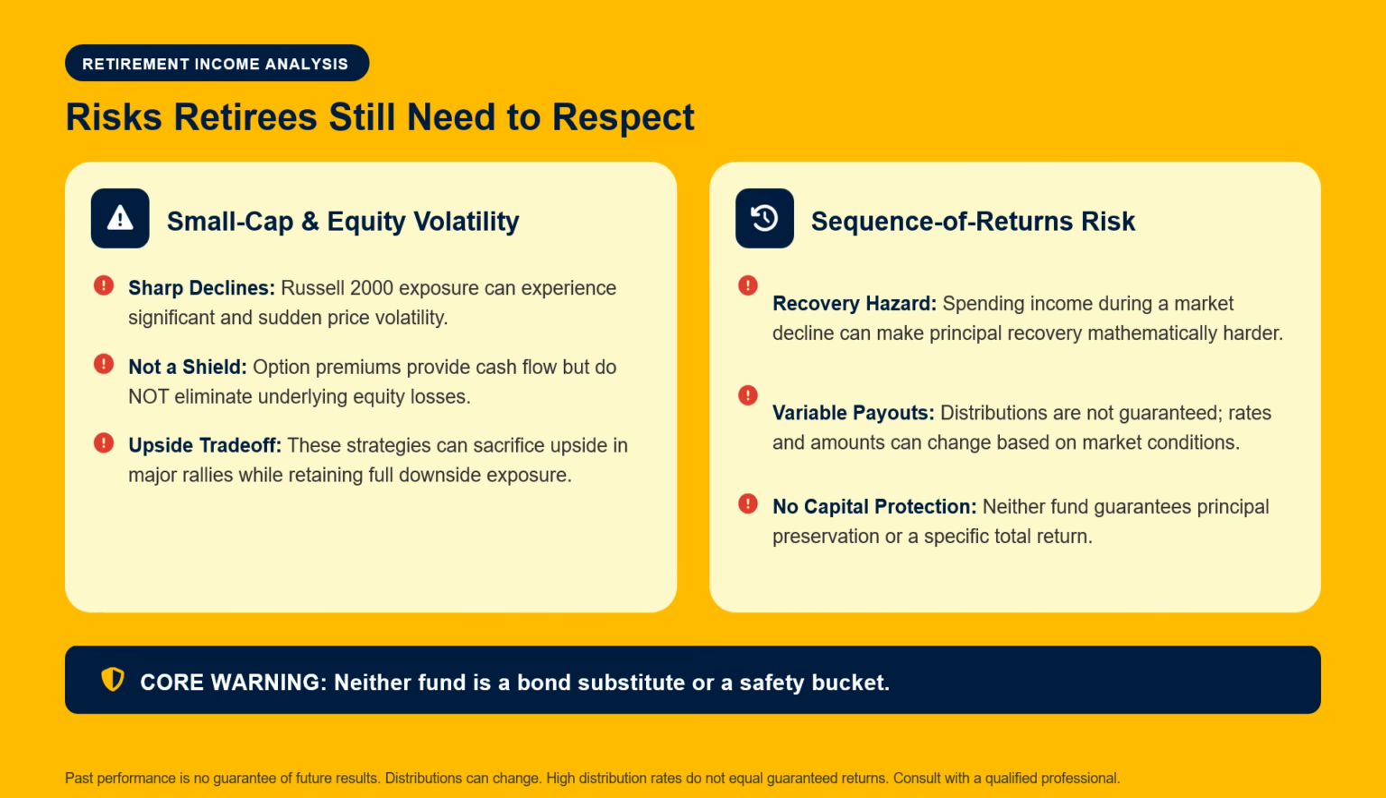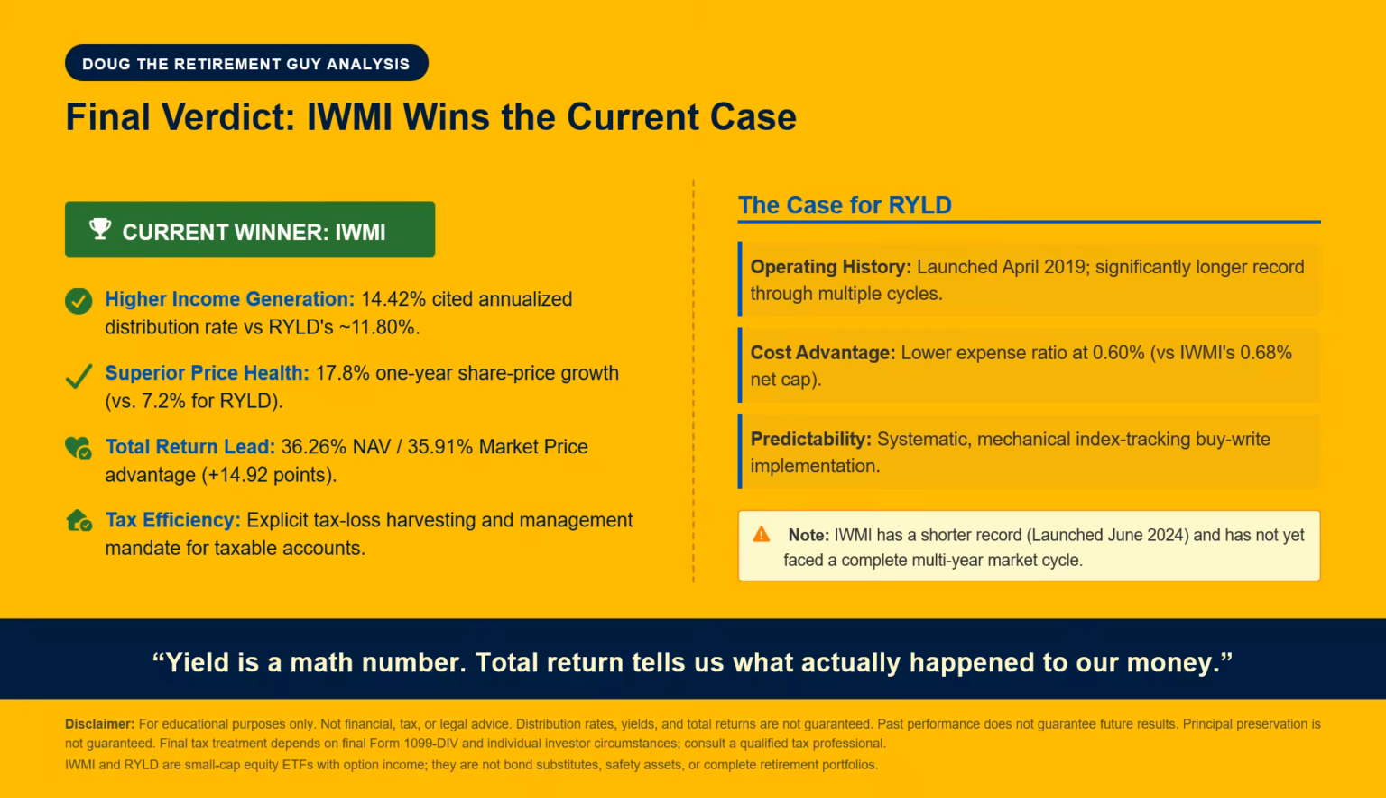Variable payouts, you don't know what you're getting month in, month out. You can't sit down and say, I'm getting 20 cents, 50 cents, a dollar, whatever from a fund, because this thing bounces around because it's majority being used by the covered call strategies. And there's no capital protection. Neither fund guarantees principal preservation or specific total returns. So these are pretty much, I don't care what investment you make, a lot of these risks are going to be the same exact thing that we're dealing with.